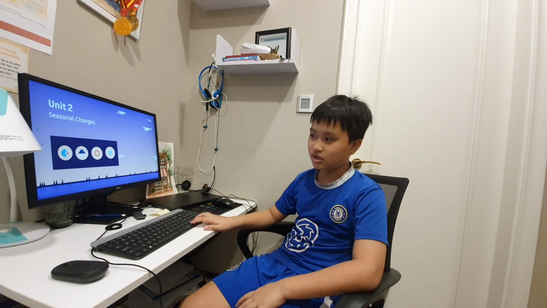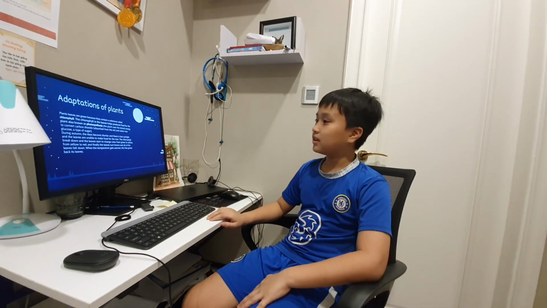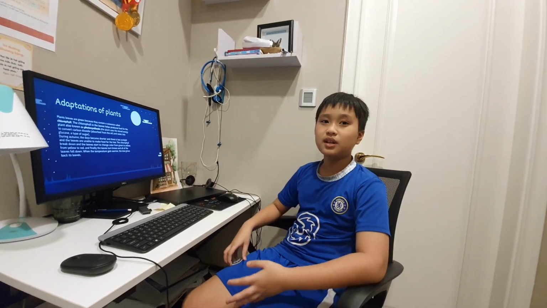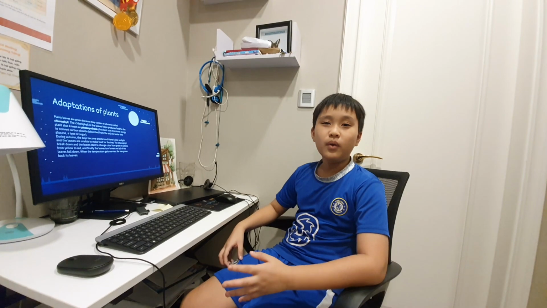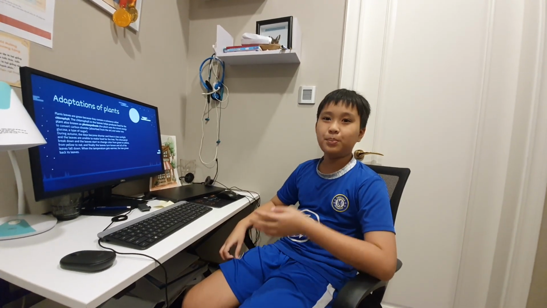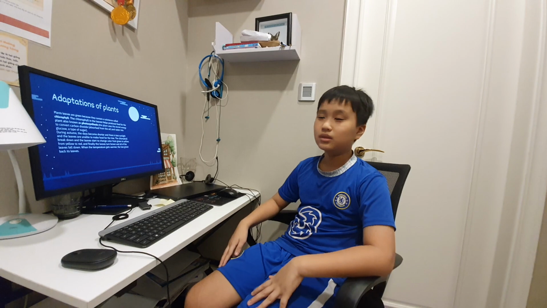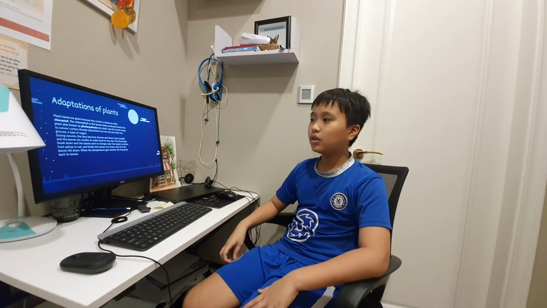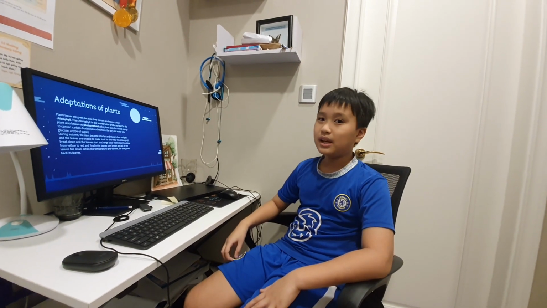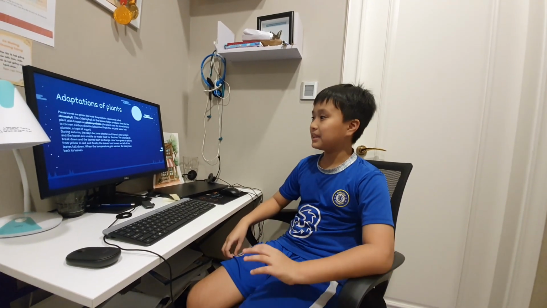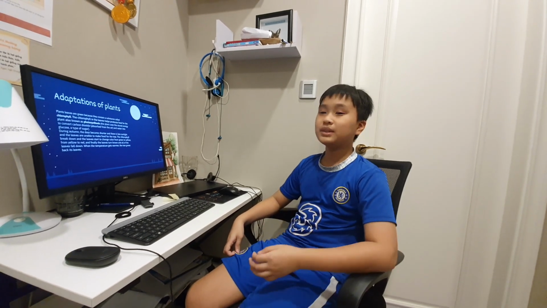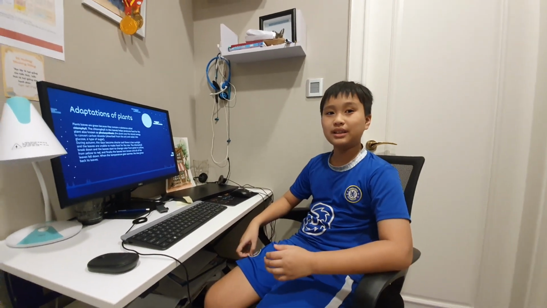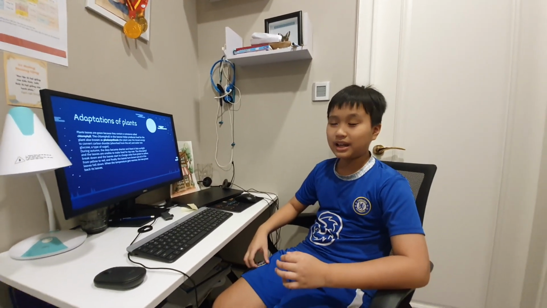Unit 2, seasonal changes. Adaptation of plants. Plants' leaves are green because they contain a substance called chlorophyll. And if you don't know what chlorophyll is, it's like a part inside the cell. The chlorophyll in the leaves helps produce food for the plant, also known as photosynthesis. And the way it does it, the plant uses stored energy to convert carbon dioxide absorbed from the air and water into glucose, a type of sugar that the plant then uses for energy.